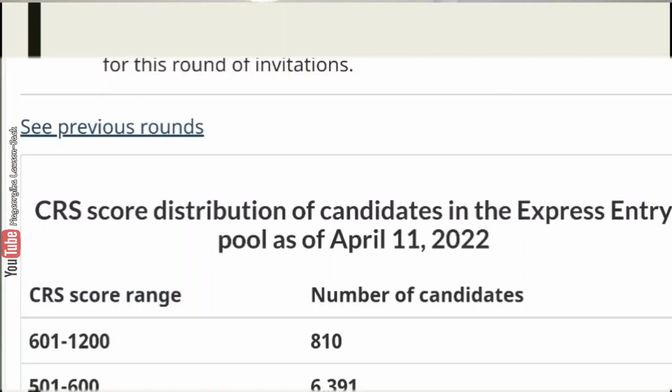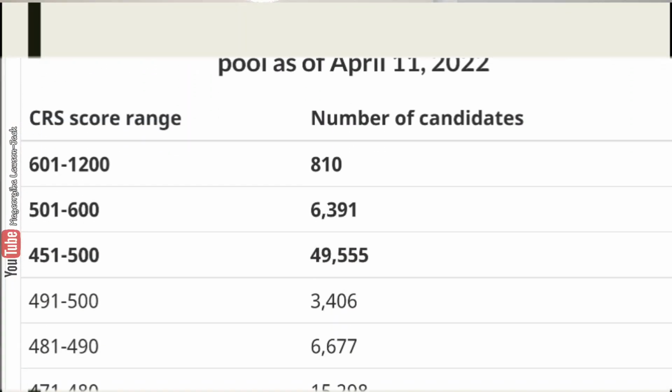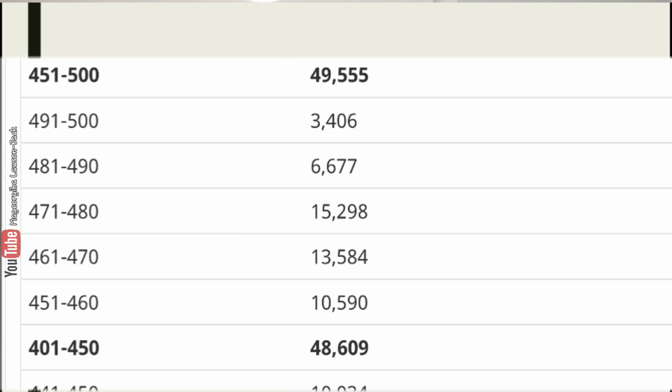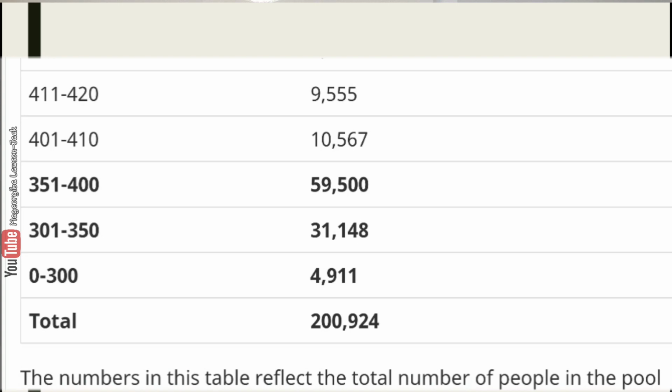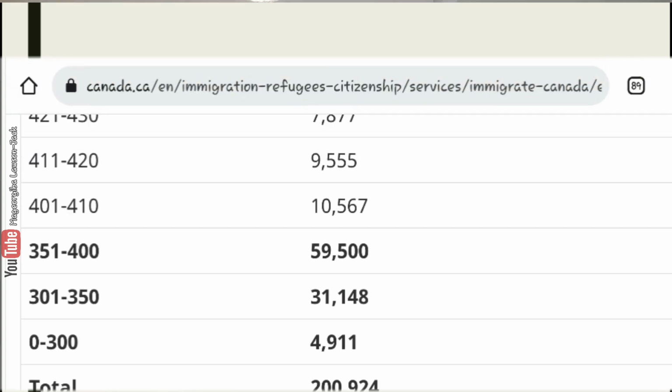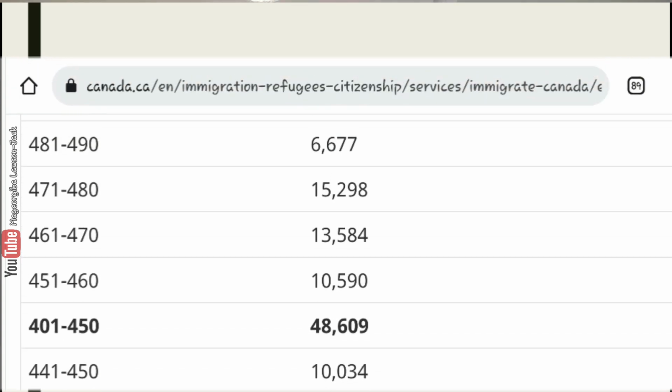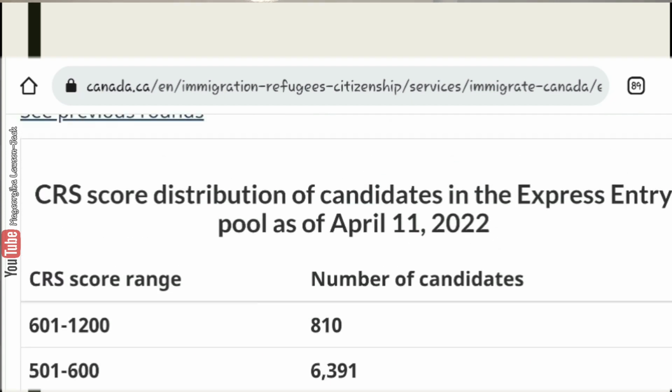I just want to encourage you, if you are having mixed feelings about the CRS score you have right now, and I'm going to do that by showing you the CRS score distribution in the express entry pool as of the 11th of April 2022. I know firsthand what it feels like to live with so much uncertainty that you begin to feel overwhelmed and frustrated. But look very closely at this CRS score distribution and be encouraged.